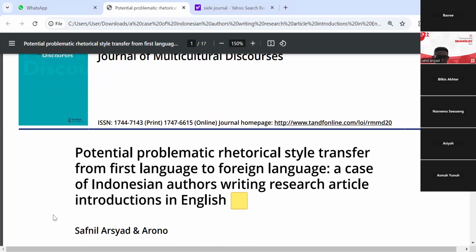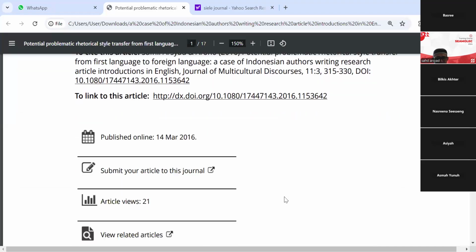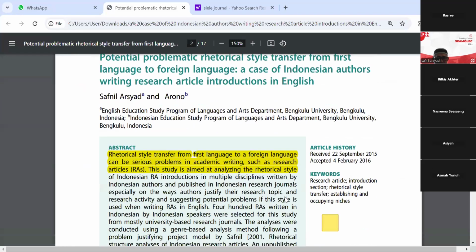What type of title? I think it is a compound type. Yes, that's right. For the syntactic type, and for the informative feature, I'm not sure whether it's topic or method. A case of Indonesian authors writing research article introductions. This is like a case study. So this is topic and method. Okay, yes, good. Now, what about the abstract?